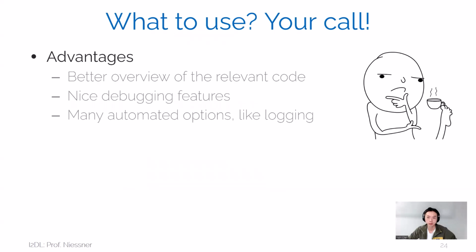So the advantage of using PyTorch or PyTorch Lightning is that you have a better overview of the relevant code. It has some nice debugging features. You know which part should be changed during your training, right? And it has many automatic options, like logging, or if you want to visualize something via TensorBoard, or just directly save the pictures or the output in some files.